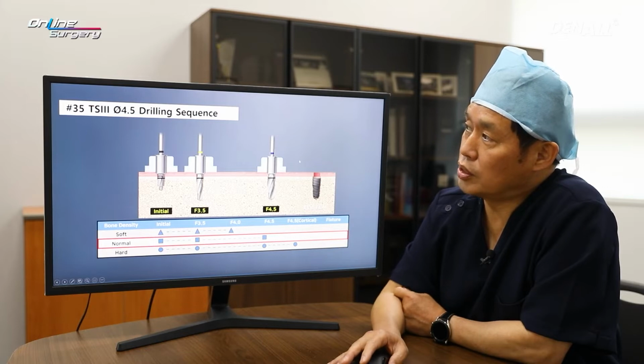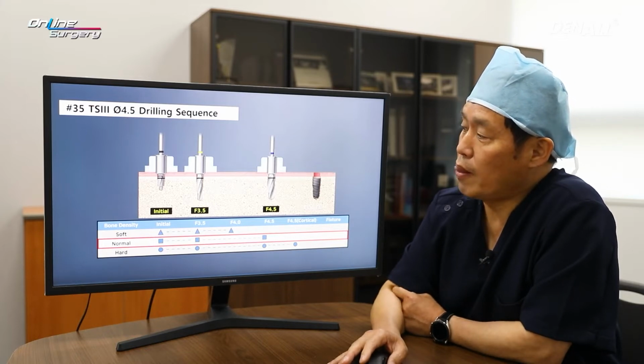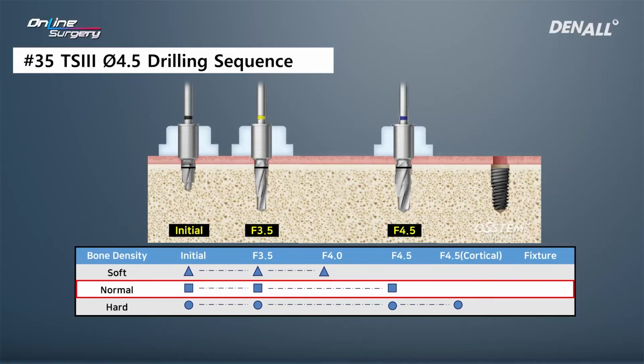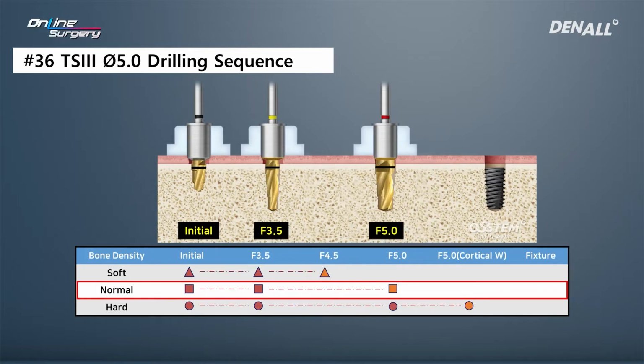In the case of 35, TS3 4.5 by 8.5 was planned. For drilling, after initial drilling, diameter 3.5 and 4.5 were planned for implant placement. In the case of 36, diameter 5.0, as mentioned before on OneGuide, actually 10 millimeter is possible, but considering the patient's level of mouth opening, I decided on 8.5. After initial drilling, diameter 3.5 and 5.0 drilling was done for implant placement.